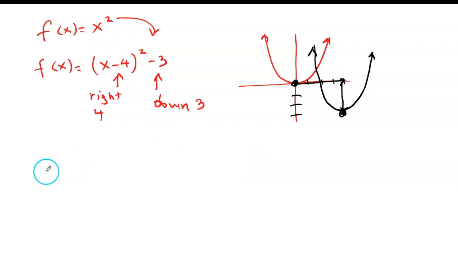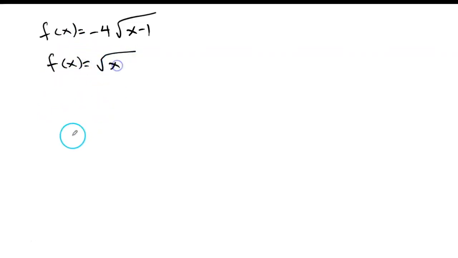Identify what happens. Let's say that they want you to graph something like this. Let's say f of x, and let's say that I have a negative 4 on the outside, and I have an x minus 1 on the inside. Okay, they ask you to graph this. The first thing you have to do is identify my parent function. My parent function is the square root function. You need to identify that my square root function goes from the origin, right?